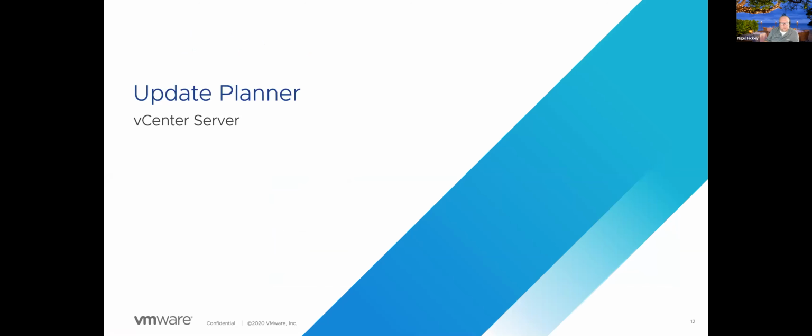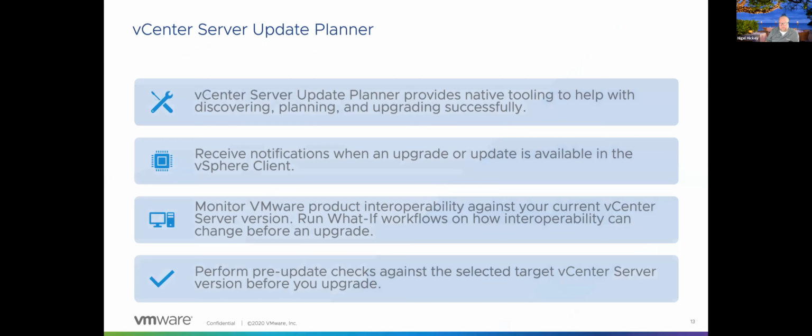Okay. Another great feature that came with Lifecycle Management was Update Planner. And Update Planner, to me, is something that I wish I had when I had 5.5 or even 6. I'm pretty sure that all of us on the phone have been out to the matrix a bunch of times. We've been into the product interoperability screens. We've put those into spreadsheets. We've matched them up to see what version works with what. So vCenter Server Update Planner is trying to consolidate all of that work into a simple workflow.